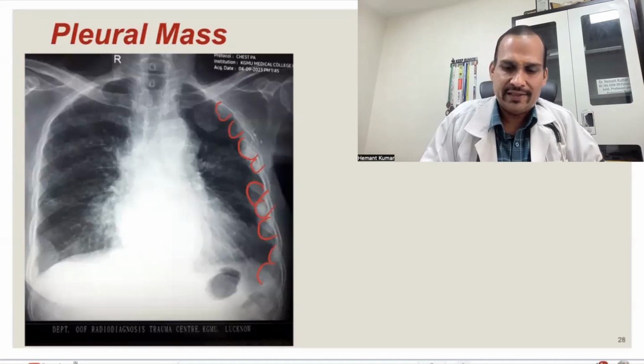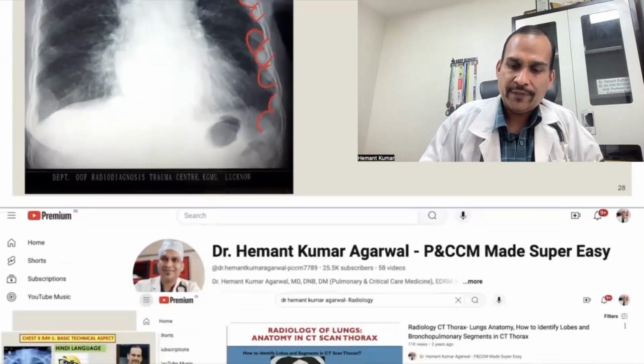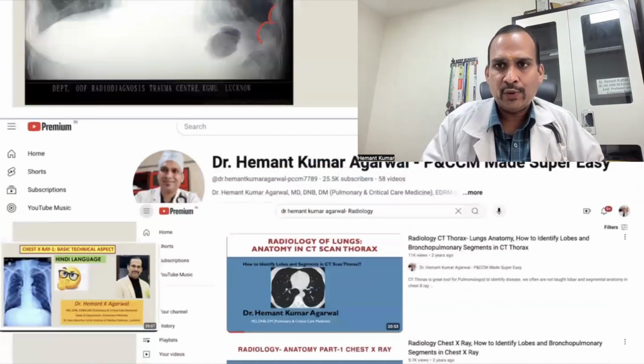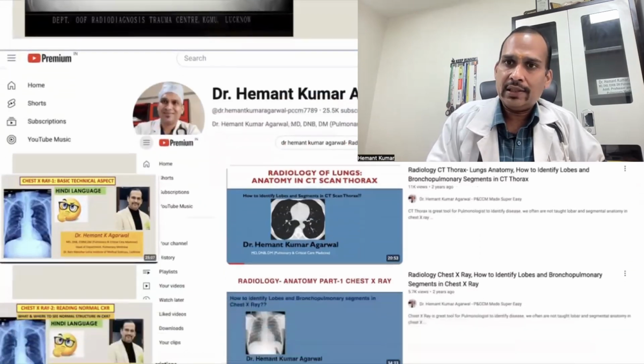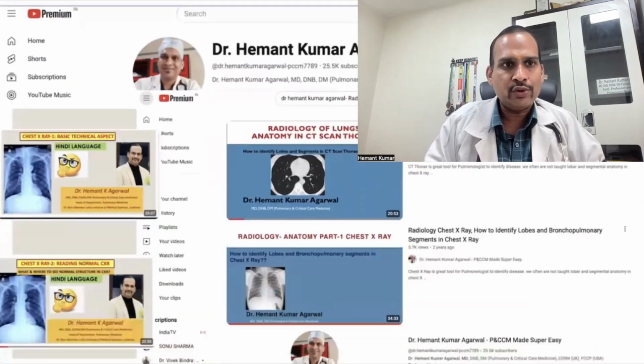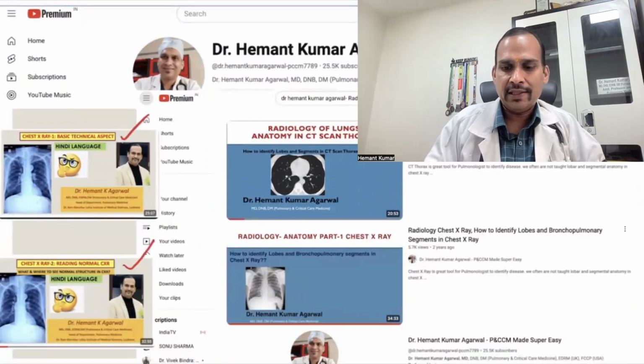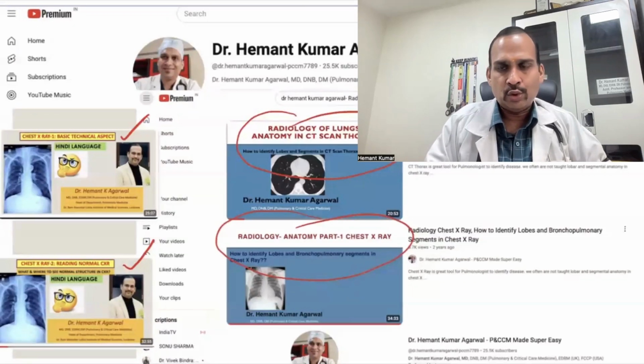These are rare X-rays. Okay, so that's all in pleural pathology or pleural radiology. If you want to understand more, you can go through my previous videos on chest X-ray. I have discussed the technical aspects, how to read a normal X-ray, and of course radiological anatomy in CT scan or chest X-ray. So you can go through it.